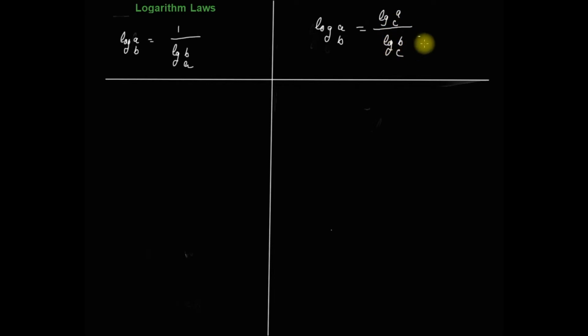This particular relationship is quite useful because most calculators give you logs in either base 10 or the natural logs, which is base e. So if I want to work out, for example, log of 5 in base 2, I can work out log of 5 in base 10 and divide it by log of 2 in base 10, and that will give me log of 5 in base 2. Okay, we will start proving these relationships now.